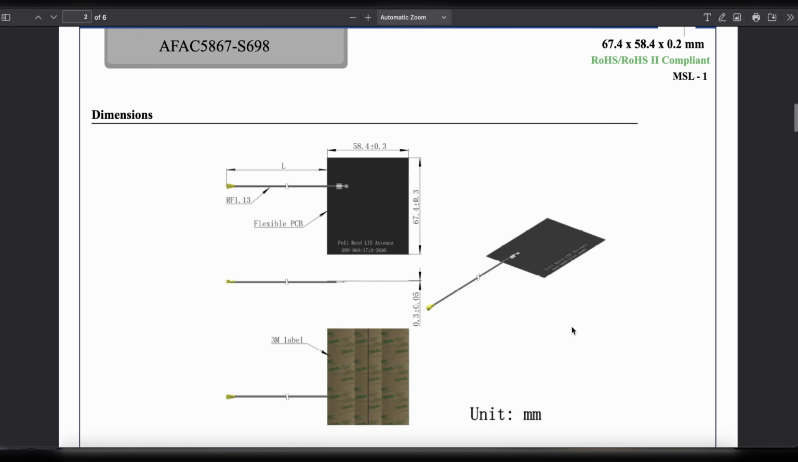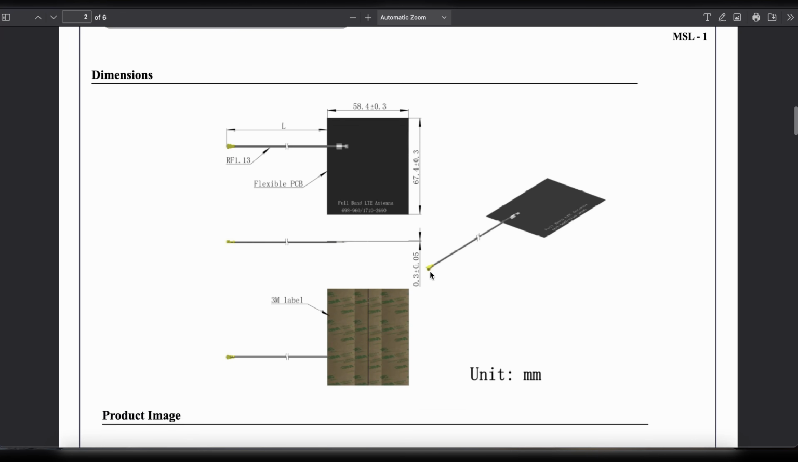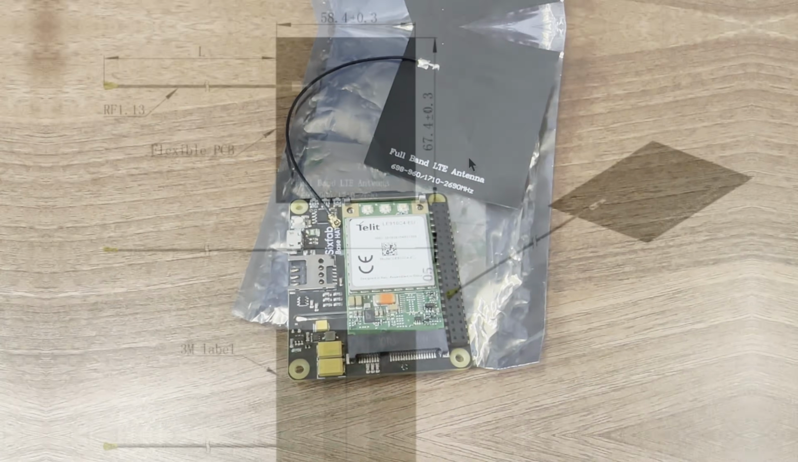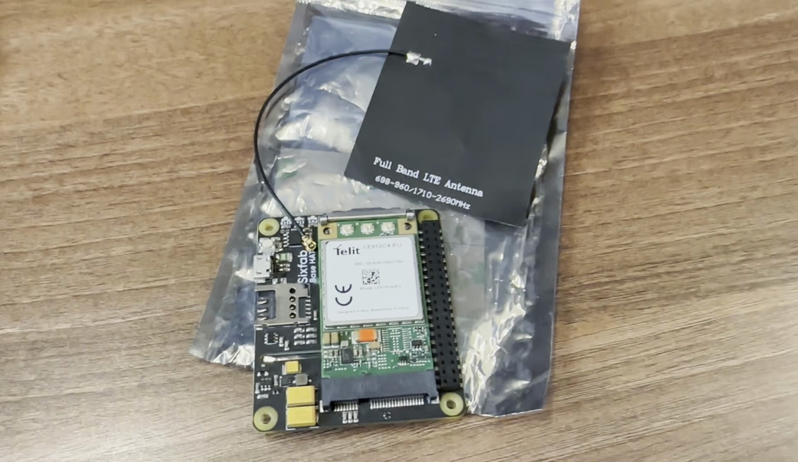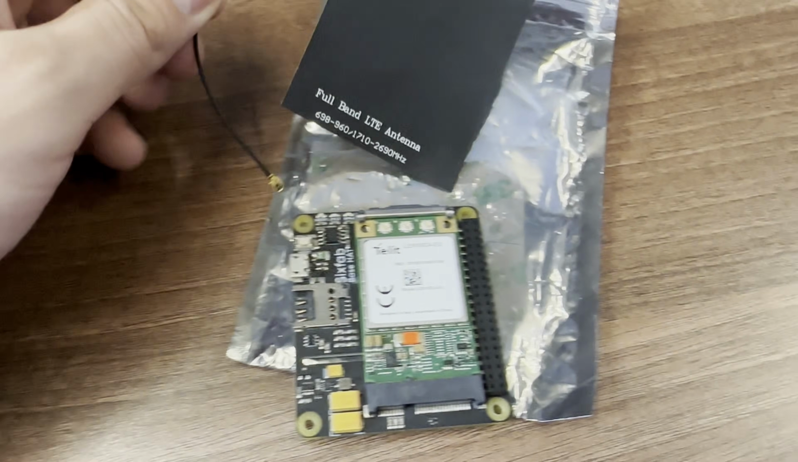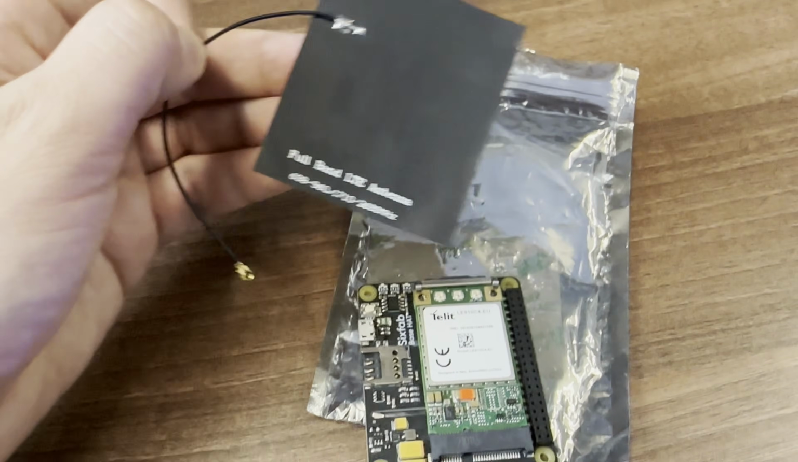An important parameter we can extract from the data sheet of the antenna is the length of the antenna, which, as you can see in this case, is 67.4 millimeters, and this is going to be our D, which we are going to use for the calculation of near field distance. So these are effectively the main parameters that we need to extract from the data sheets of this antenna and the modem.